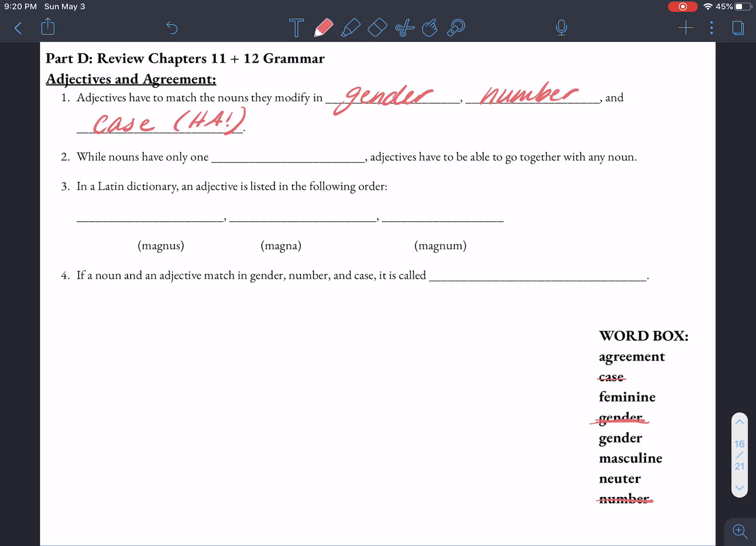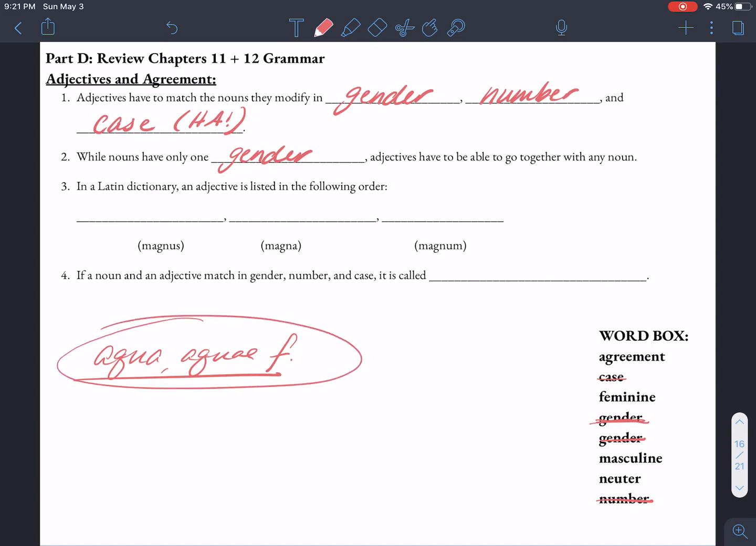Okay, number 2. While nouns have only one blank, adjectives have to be able to go together with any noun. So Mr. Noun is super set on his outfit for the party, but Mr. Adjective can totally change his outfit so that he can match Mr. Noun. Nouns don't change. Nouns have only one gender, and that's just the way that Latin is. So the word for water, aqua, aquae, that's always going to be feminine. There's no real good reason why it's feminine. That's just the way the noun is. Aqua, aquae, it's always going to be feminine.